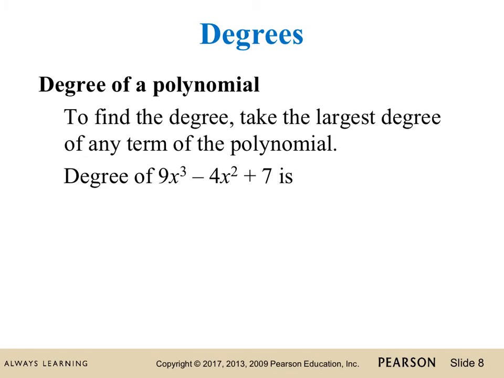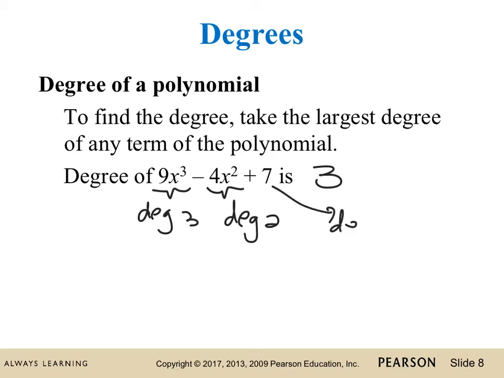That was the degree of a term. The degree of a polynomial is a little bit different. To find the degree, take the largest degree of any term of the polynomial. For example, the degree of 9x cubed, subtract 4x squared plus 7, is 3, because the first term has degree 3, the second term has degree 2, and the last term has degree 0, and the largest of those numbers is 3.